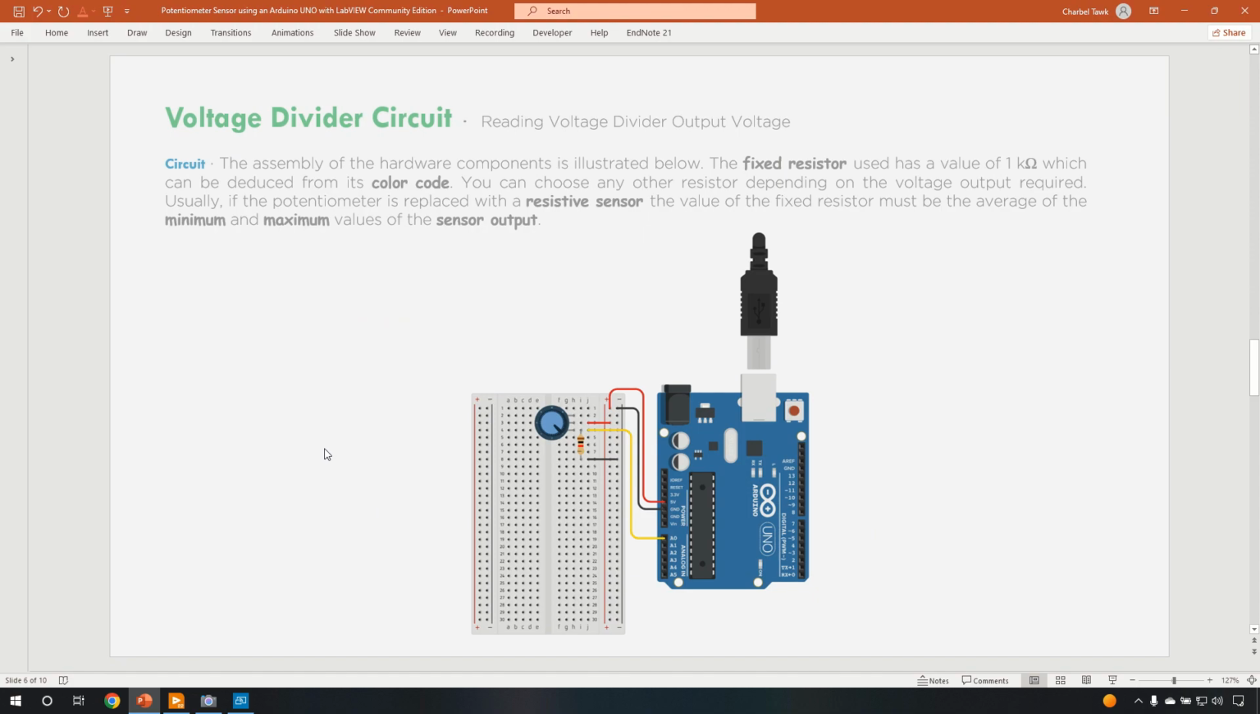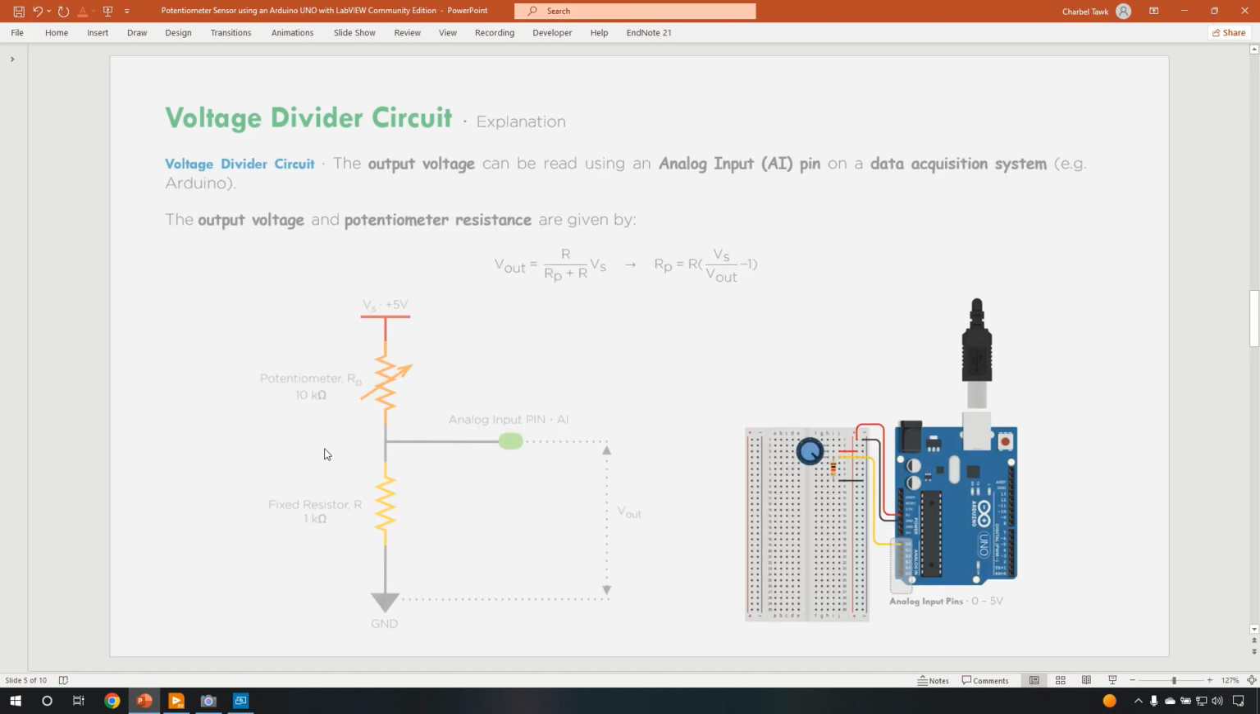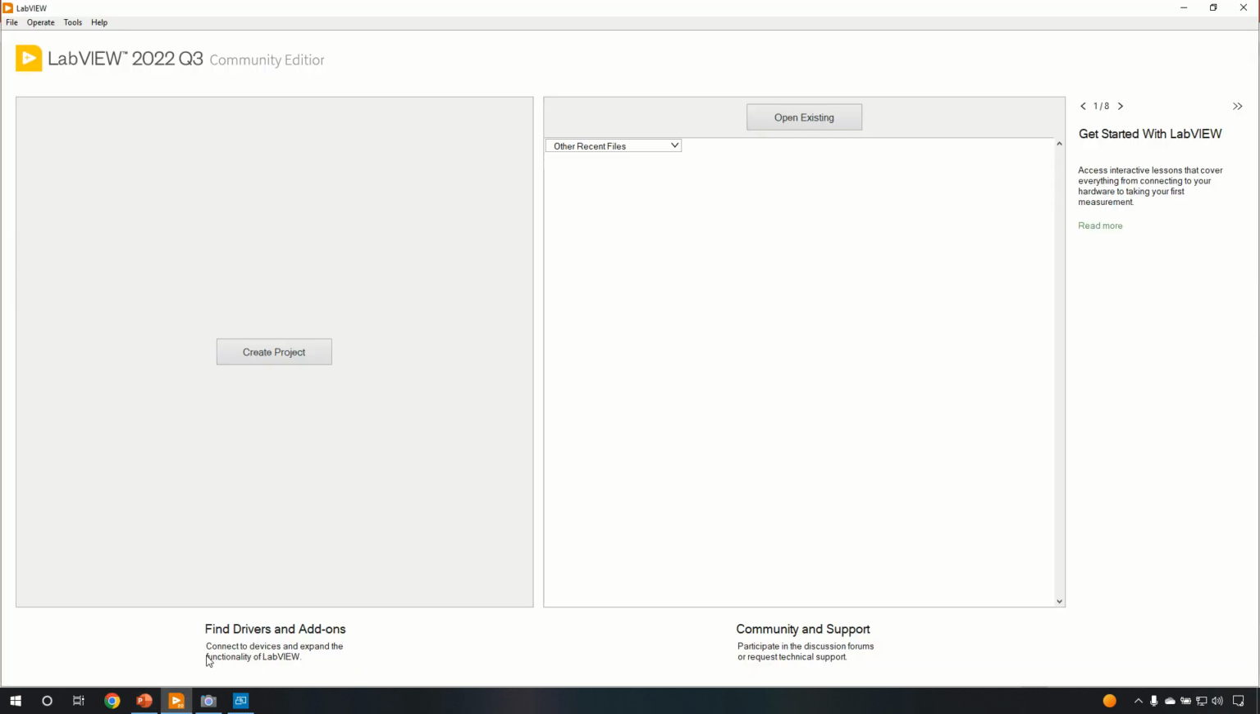Now let us go ahead and write a LabVIEW code in order to acquire this data, the voltage. Also, we will write this equation in LabVIEW in order to derive or find directly the value of the potentiometer in terms of resistance. And also what we will do, we will correlate this value in order to change or control the brightness of the physical LED. So let us go ahead and build our LabVIEW code.